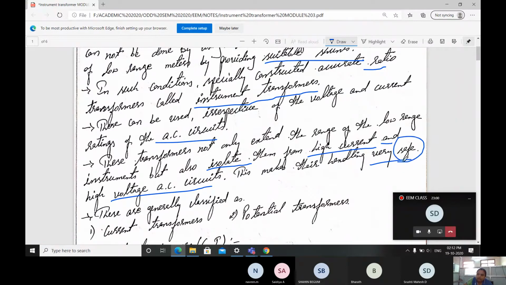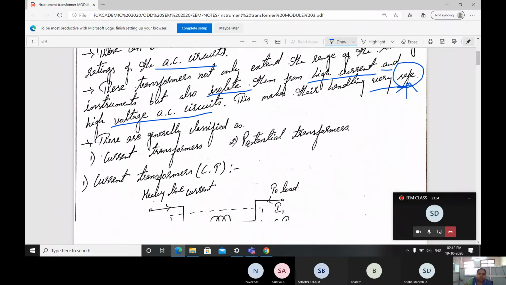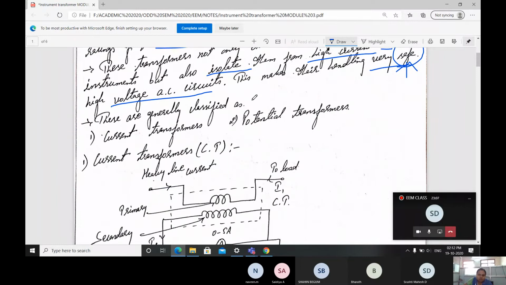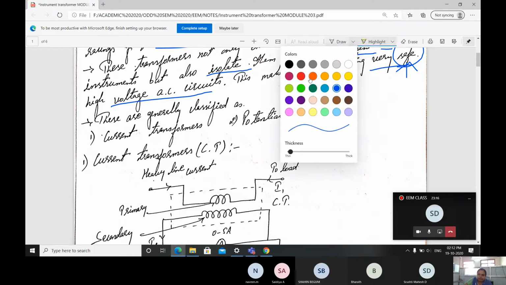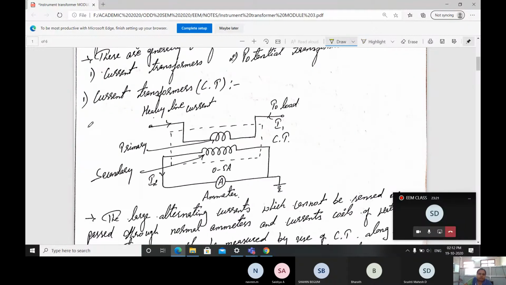Safety is very necessary when you are going for electrical circuits, right? For that reason. Then there are two types, classified as current transformers and potential transformers. First we will come across this; it is very important and will be asked for 6 marks in the exam. Both topics are important. Let us go with the current transformers, that is CT.